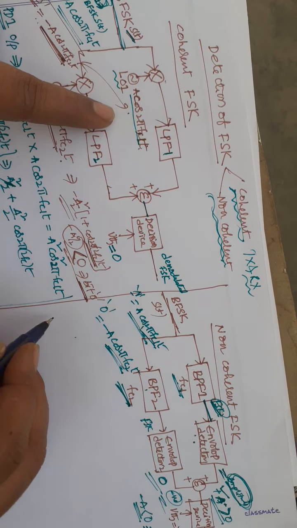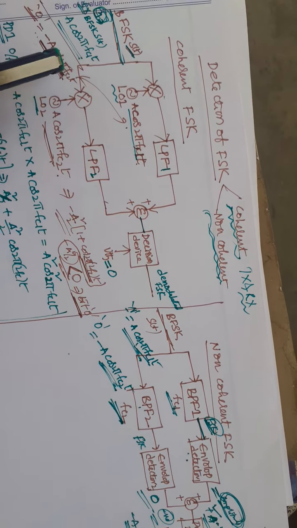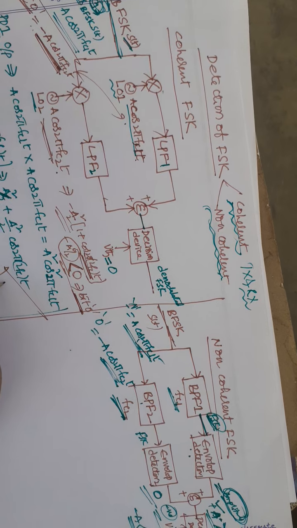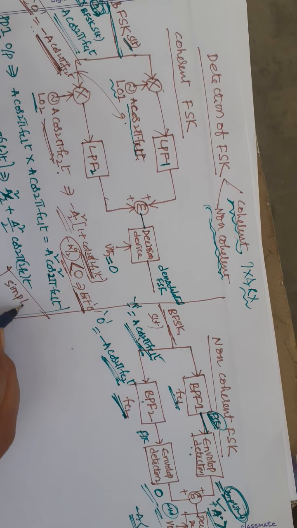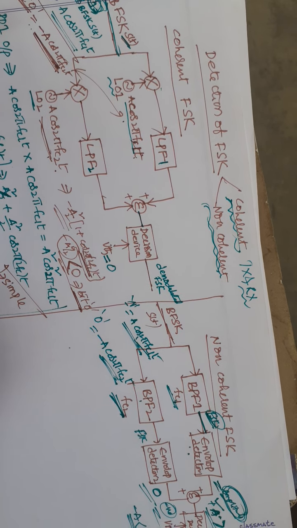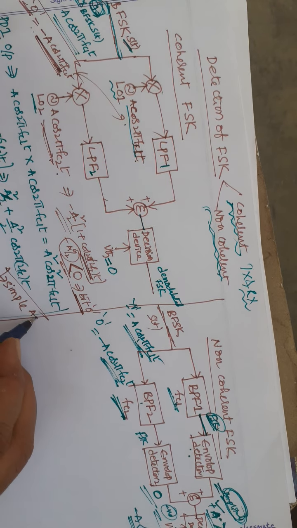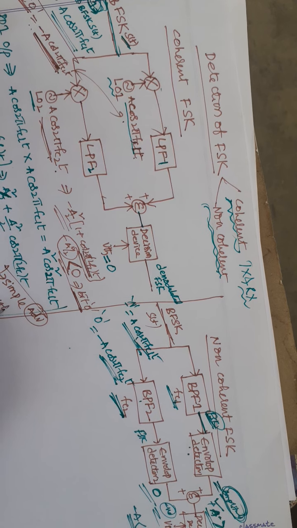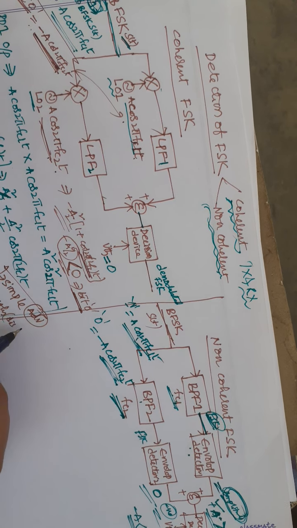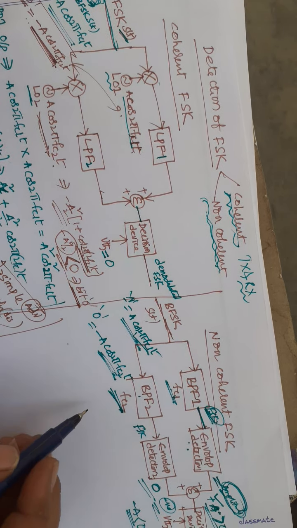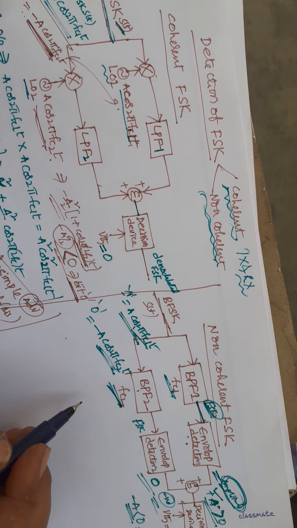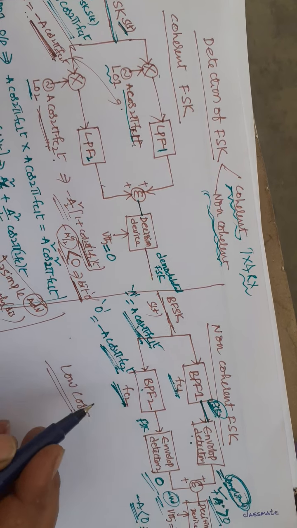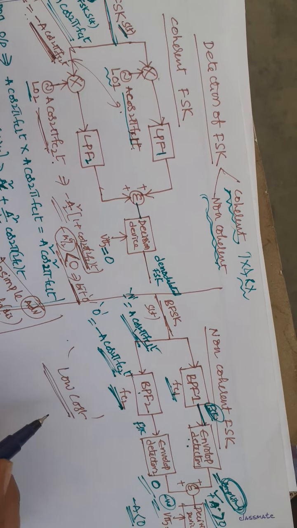Now the advantages of non-coherent FSK and coherent FSK. The advantage of coherent FSK is that it is very simple, and the disadvantage is that it is costly. Similarly, the advantage of non-coherent FSK is low cost.